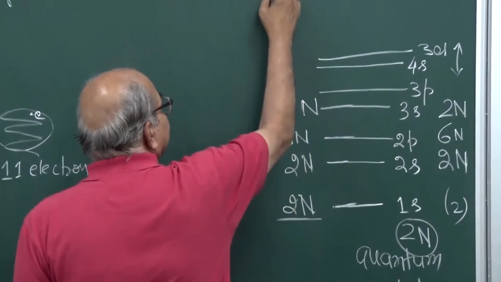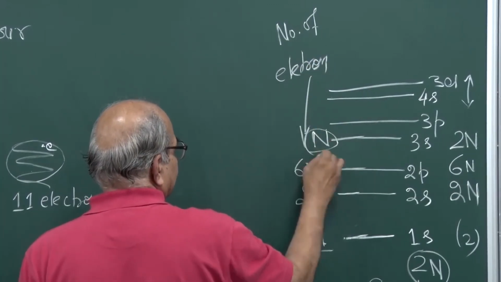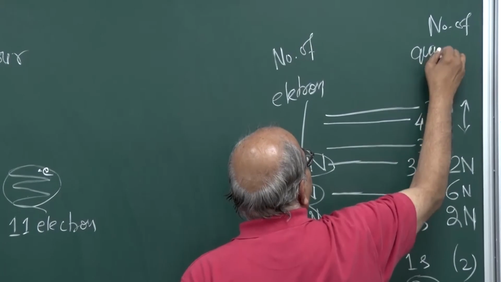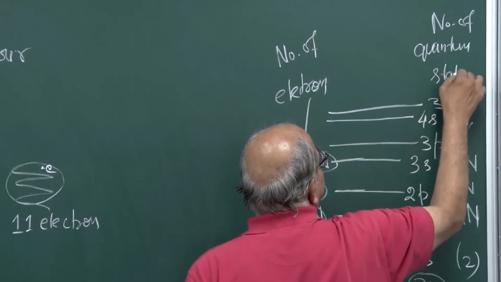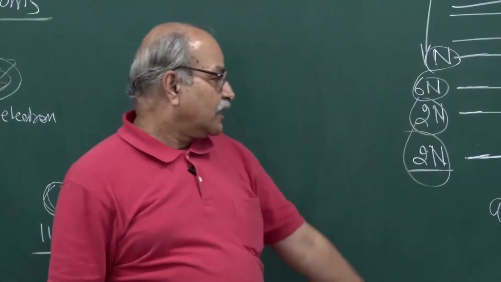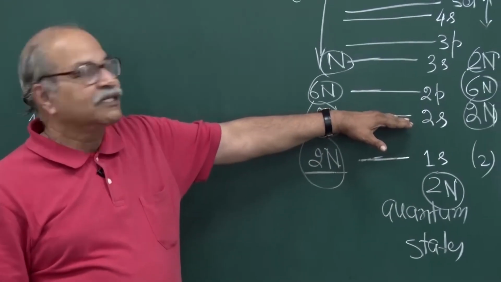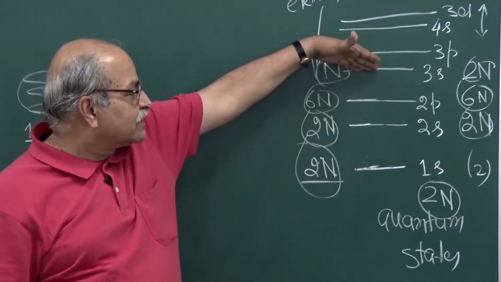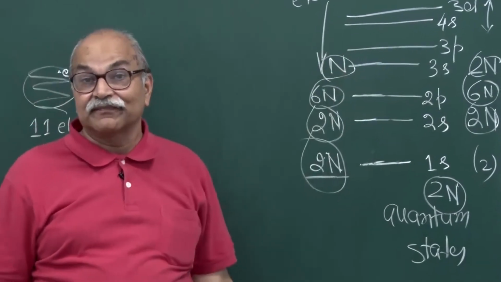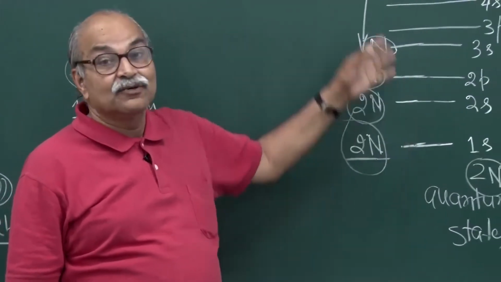This side I am telling the number of electrons, and this side I am telling the number of quantum states at that energy. So what do you find? At this energy, all quantum states are full. At this energy, all quantum states are full. Similar case here. But at this energy, half the quantum states are full and half are empty. A quantum state is there, but no electrons to occupy it. So this is the structure if you have sodium vapor.